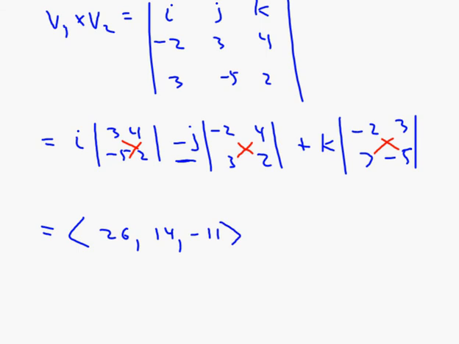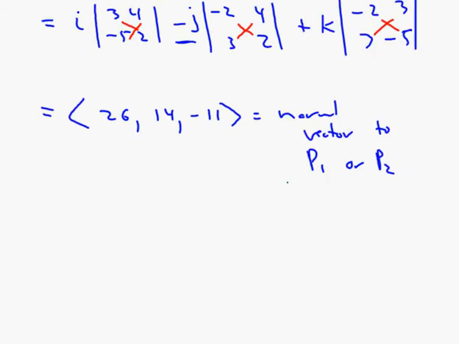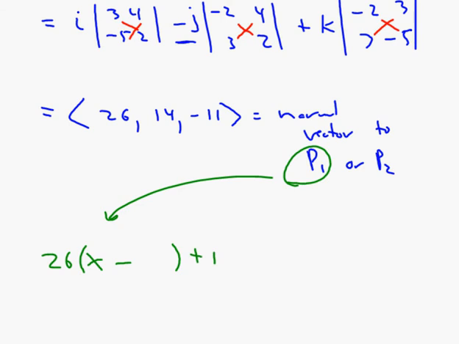So this can act as the normal vector to plane 1 or plane 2. Either one you want, doesn't matter. I'm going to pick plane 1. Plane 1's equation has to look like this: 26 times (x minus some coordinate) plus 14 times (y minus some coordinate) minus 11 times (z minus some coordinate) equals 0. When I say coordinate, what I'm asking for is a point on plane 1. Well, that's not bad at all.